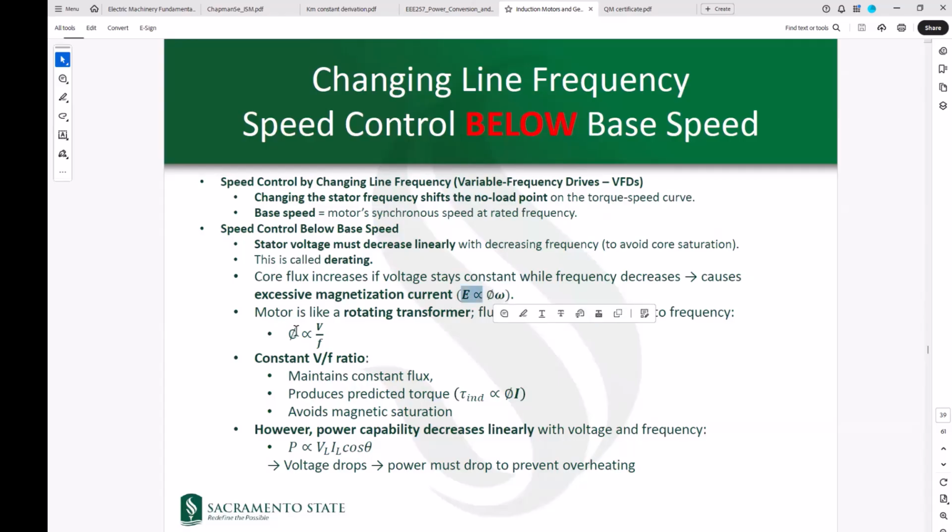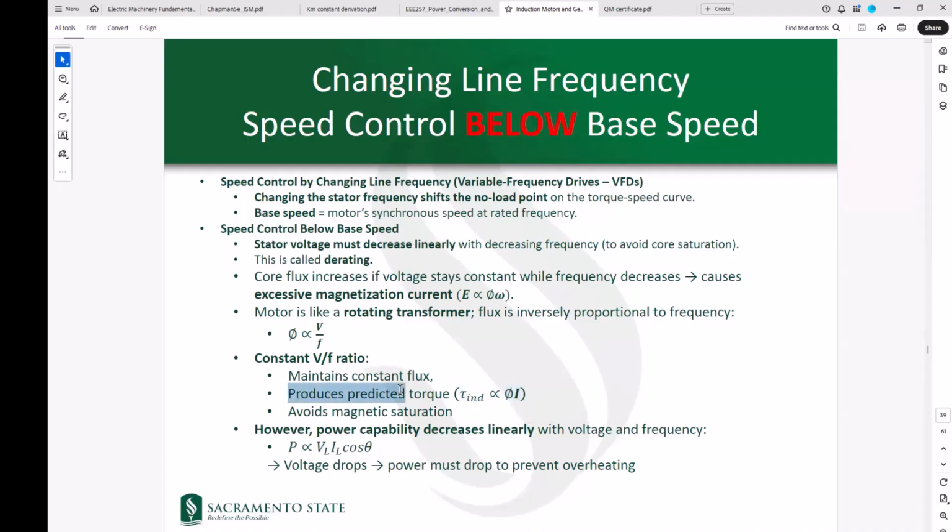So through both of these statements, you can come to the conclusion that if you are decreasing the frequency, then you should also decrease the voltage proportionally to avoid excessive magnetization current in the motor. And this is called constant V/F ratio. Constant V/F ratio maintains the constant flux and also produces the same predicted torque that you were expecting from the machine, because torque is proportional to phi times I, okay? So if you're not changing phi and you're not changing I to a large extent, the tau induced would be at the same expected value.